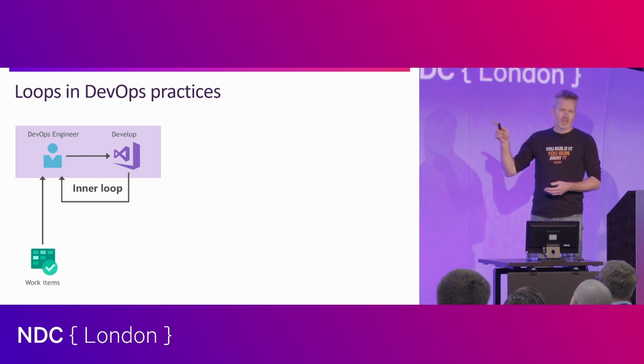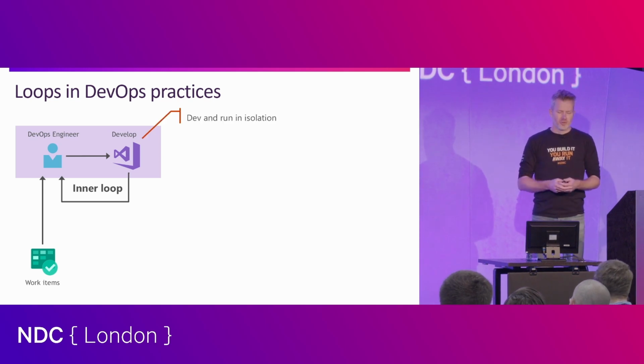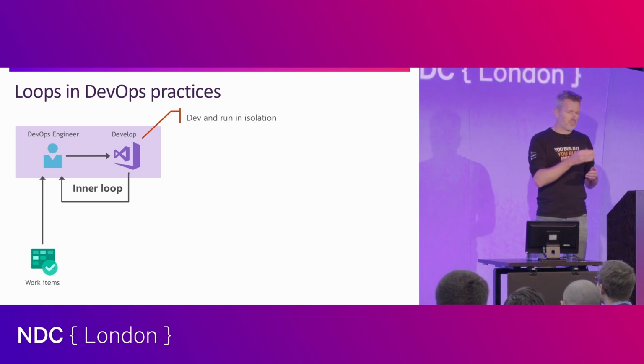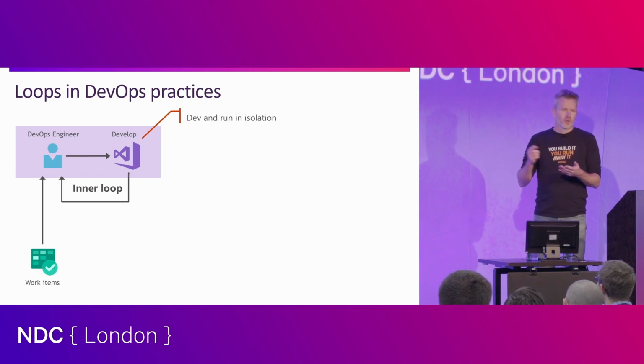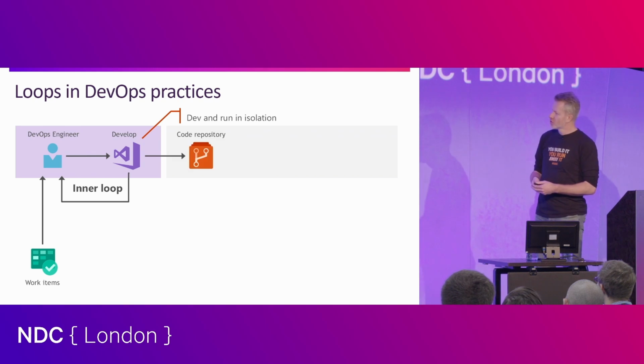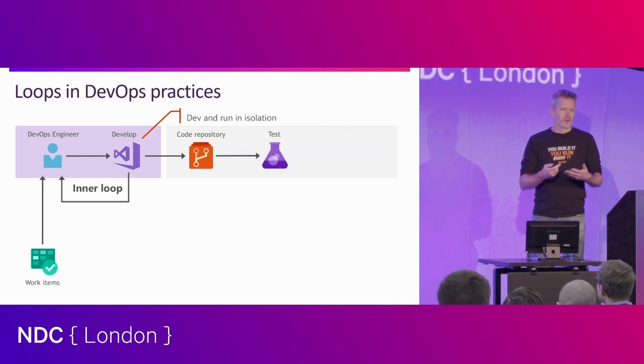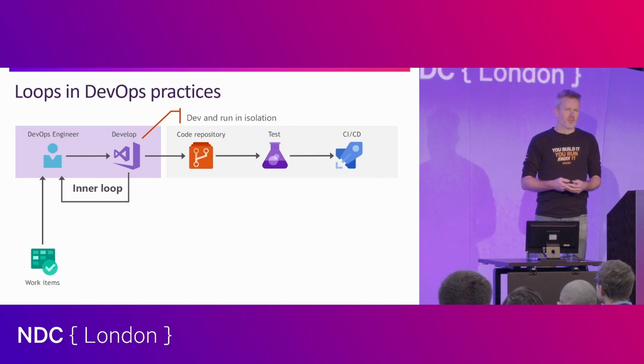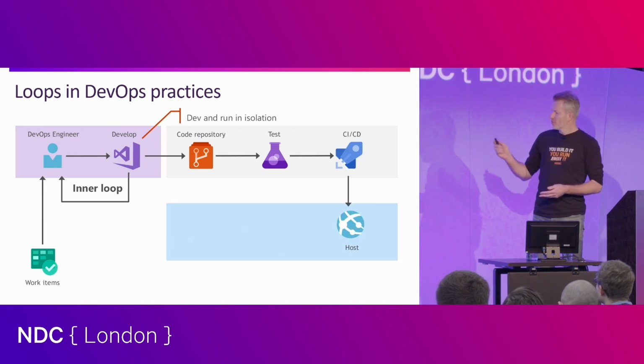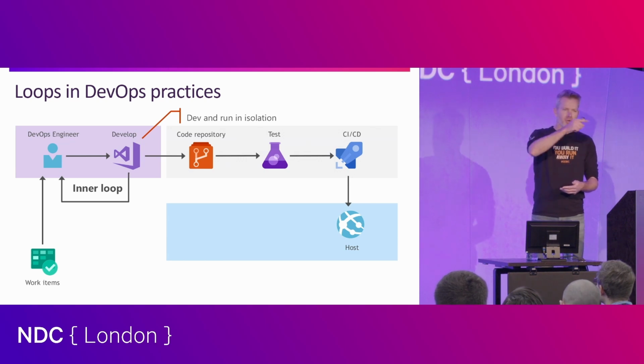And that's where you have your inner loop, a fast loop that gives you isolated development and testing and a quick way of going back, so that if things don't work, you can fix them. But once you're happy and satisfied, whichever branching strategy you use, you probably commit your changes, put it in the code repository, run the tests from your CI/CD pipelines, and then finally you put it out into your environment, so you start hosting it. And you might have multiple environments, but eventually you will end up in production.